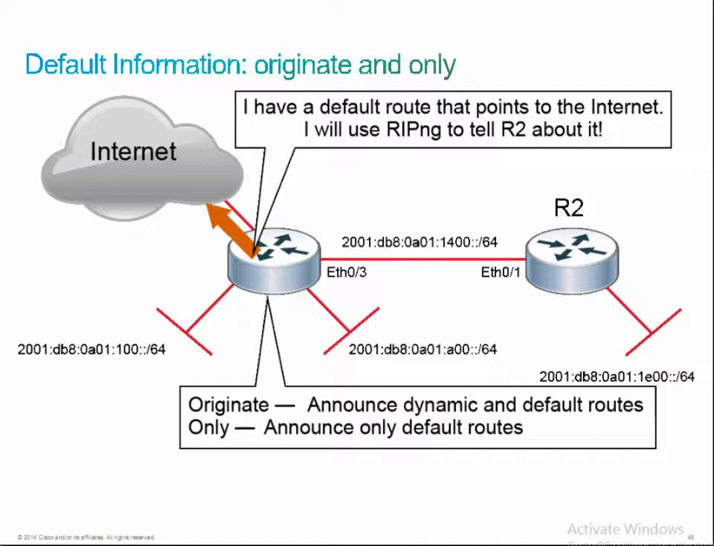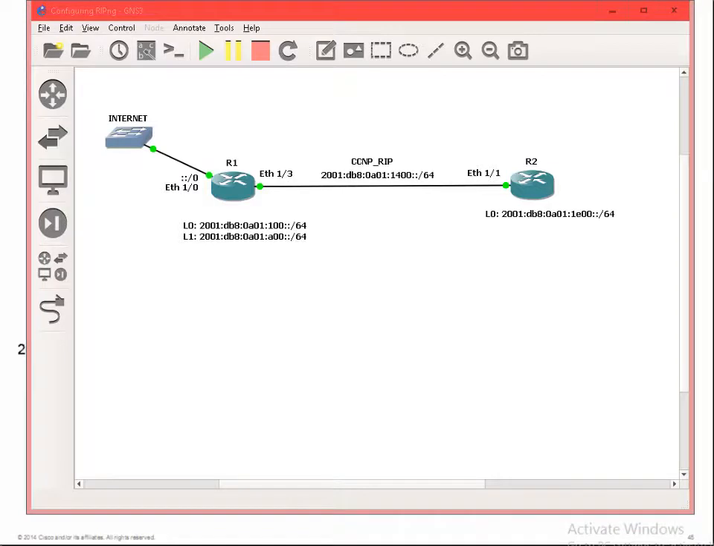All right. This is done on a per interface basis. Unlike OSPF, where you do it under the routing process, we go to the interface where we want to originate the default route, and we specify that on the interface itself. So in this case, we're going to put this on Ethernet 1.3 in our topology, and we're going to start by putting in just the standard originate command and not the only command.